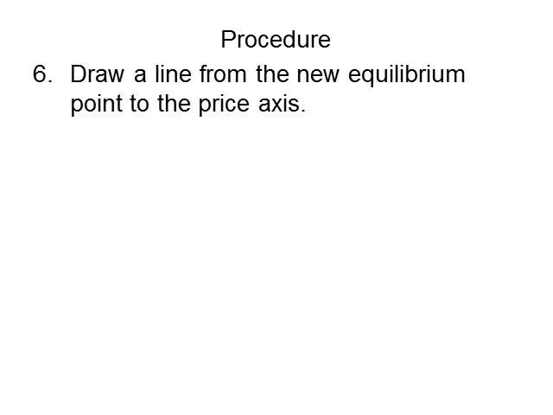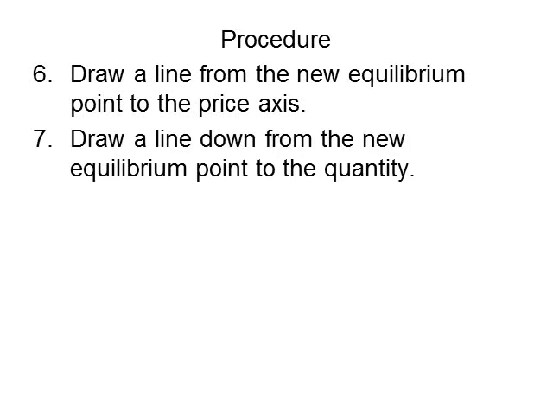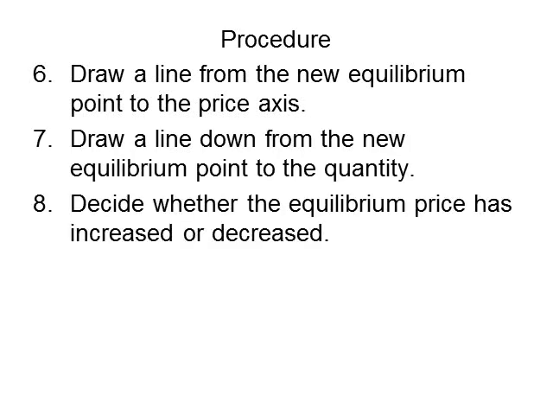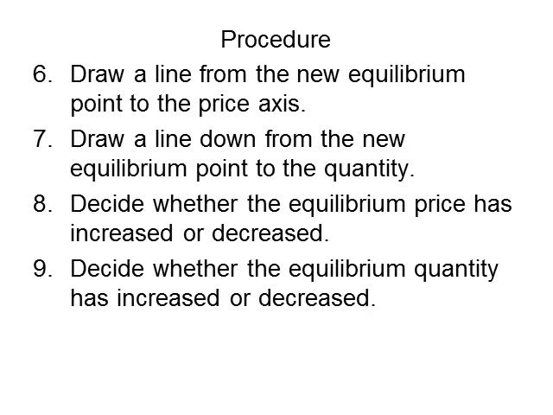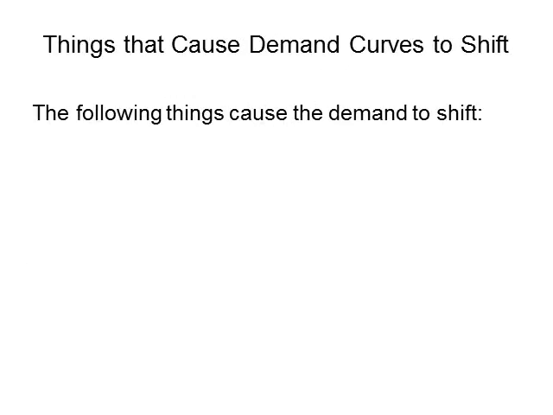6. You'll need to draw a line from the new equilibrium point to the price axis. 7. You'll need to draw a line from the new equilibrium point to the quantity axis. Decide whether the equilibrium price has increased or decreased. Finally, decide whether the equilibrium quantity has increased or decreased.